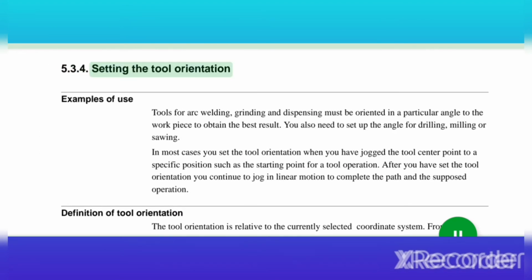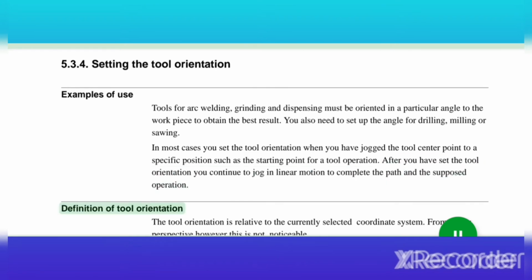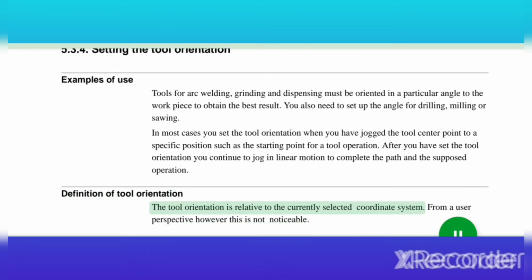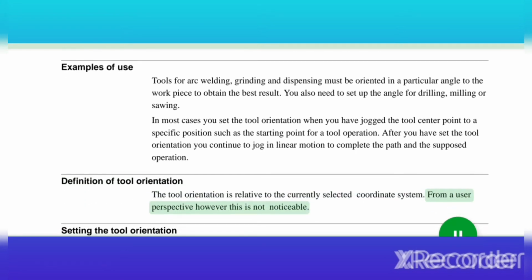5.3.4, Setting the tool orientation. Examples of use. Tools for arc welding, grinding and dispensing must be oriented at a particular angle to the workpiece to obtain the best result. You also need to set up the angle for drilling, milling or sawing. In most cases you set the tool orientation when you have jogged the tool center point to a specific position, such as the starting point for a tool operation. After you have set the tool orientation you continue to jog in linear motion to complete the path and the supposed operation. Definition of tool orientation. The tool orientation is relative to the currently selected coordinate system. From a user perspective, however, this is not noticeable.